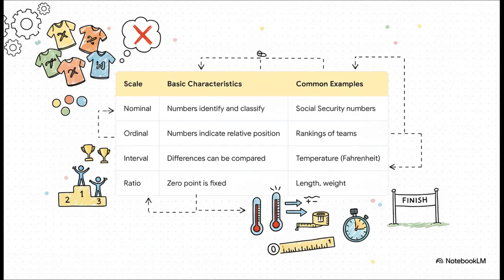For example, you can't calculate a meaningful average of jersey numbers. That's nominal data. It would be nonsense. But you absolutely can for finishing times. That's ratio data. The scale you choose literally dictates the math you're allowed to do.